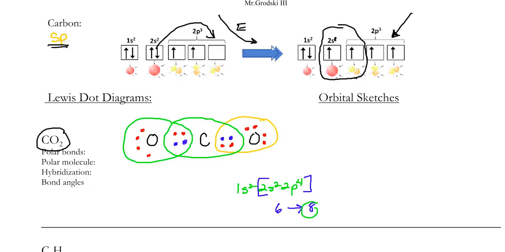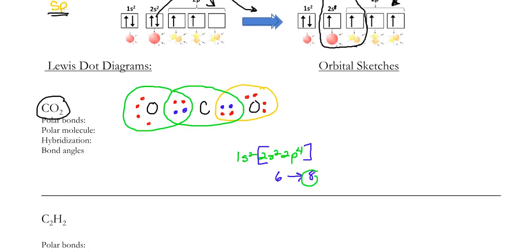Now I can write this another way. I can write carbon, and I can write 2 dashes. Each dash is a pair of electrons. But I must show the lone pairs, the lone electrons that are left over. So 2 dashes on both sides.